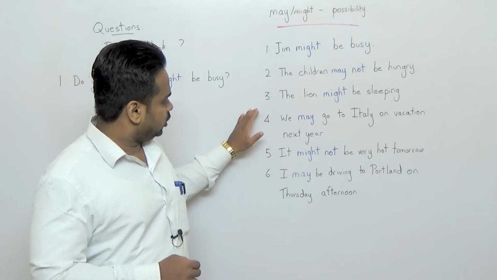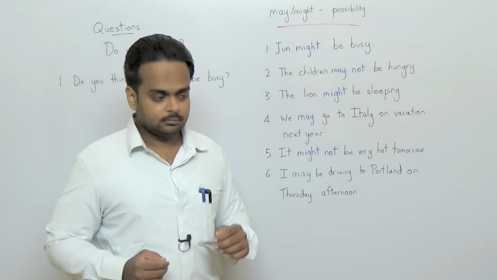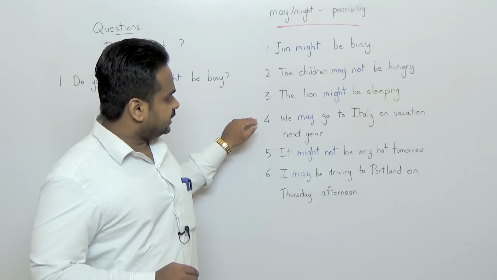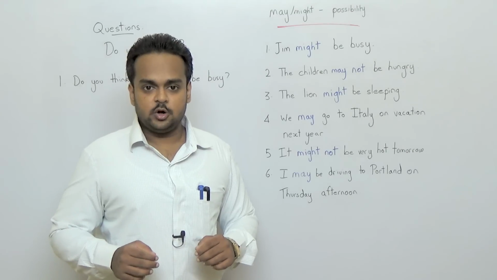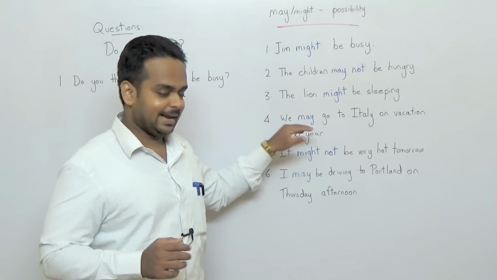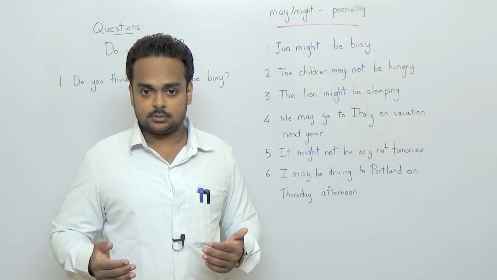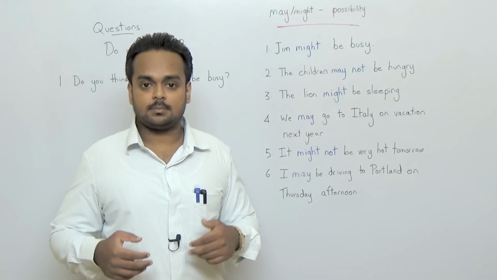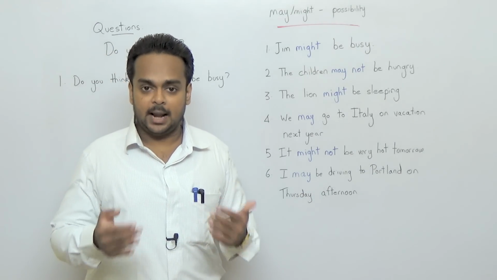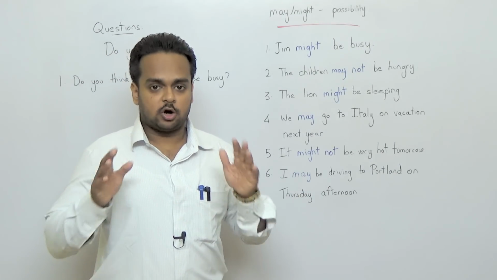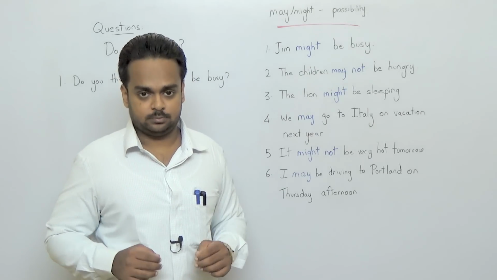All right, let's now look at the next three sentences, and these all talk about the future. Sentence number 4 is, "We may go to Italy on vacation next year." Now you know it's talking about the future because you have next year there. However, we're still guessing about next year. This sentence tells you that we have not planned the vacation. If it's already planned and arranged, I would say we're going to Italy next year. But here I'm not sure, so we may go.